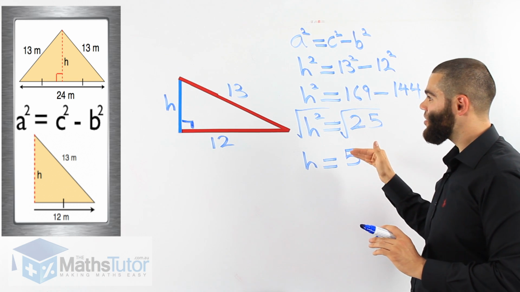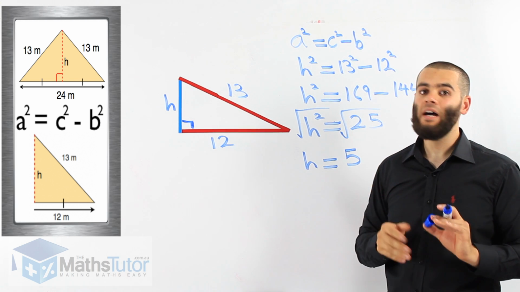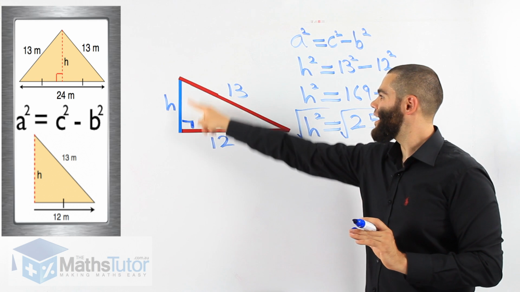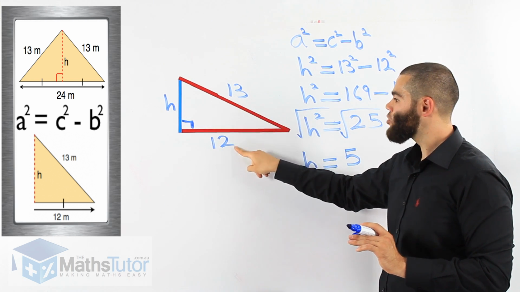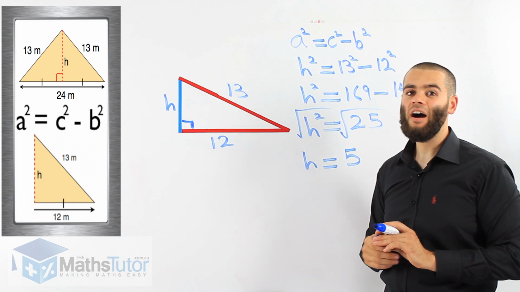We used Pythagoras' theorem. We cut our roof in half. We constructed a right angle triangle. We labeled it with our hypotenuse, our short side, and we found our height.